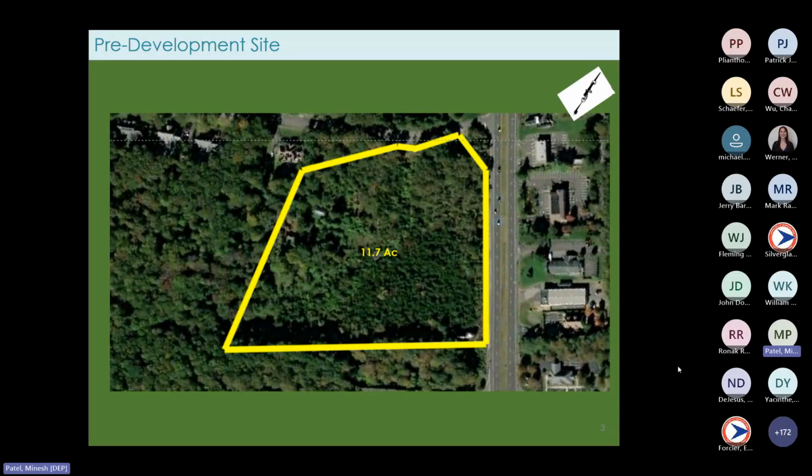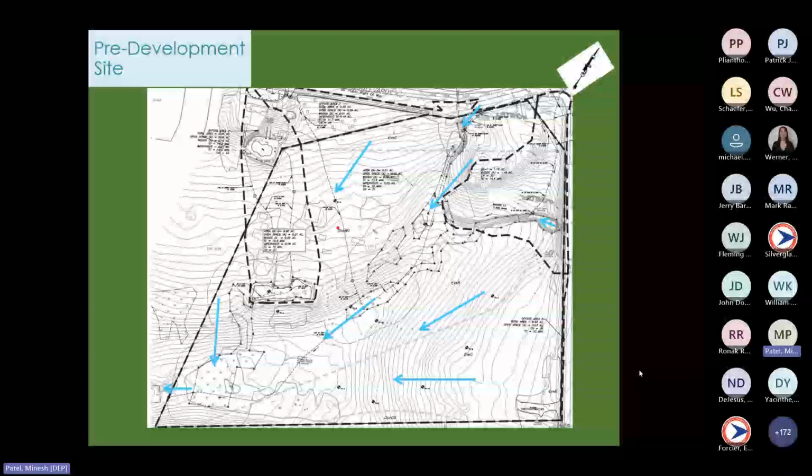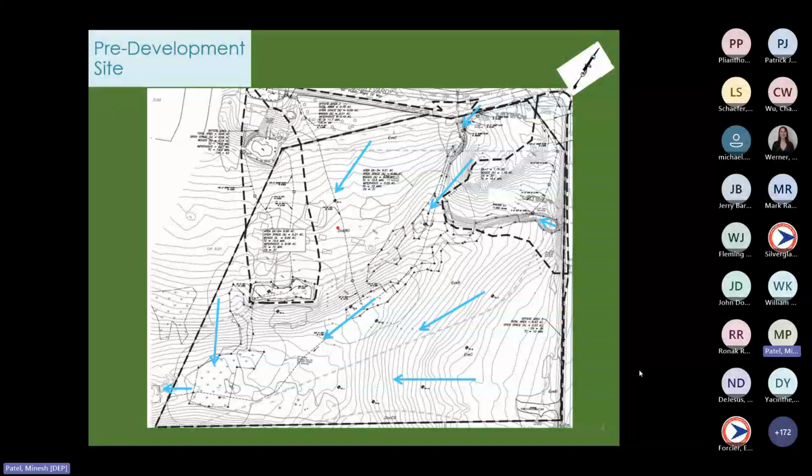So let's take a look at the drainage area map for the existing conditions. Here's a topographic view. As you can see, the arrows depict how the site would flow. Some flow from the road to the northwest and some flow from the highway to the east. Everything is going to be flowing towards the southwest portion of the site, with the high point of the site being in the northern area.